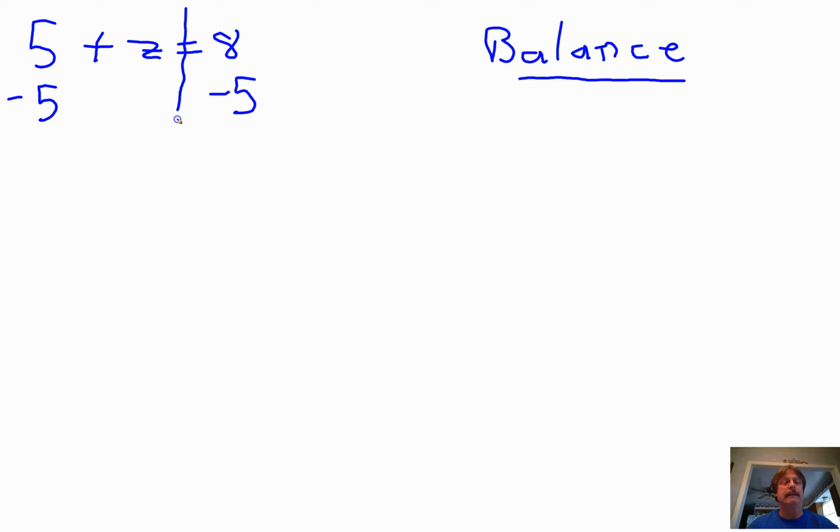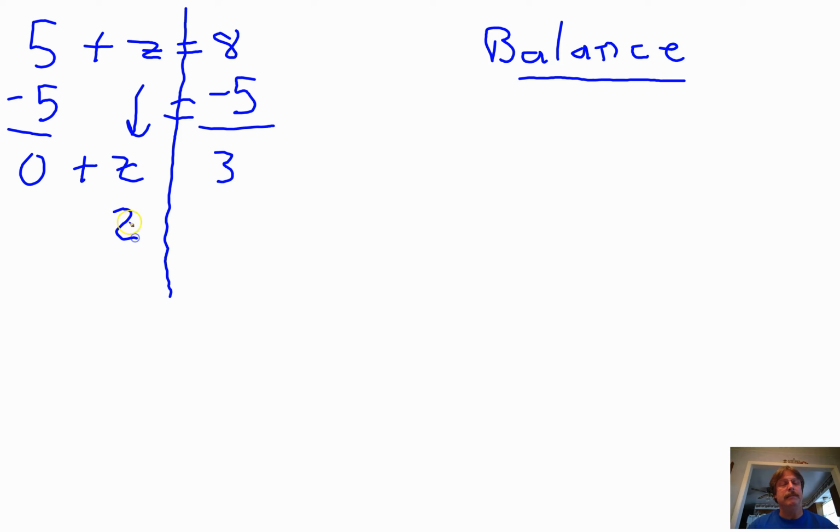A technique that I find helpful is to draw a line. That's still my equal sign. So 5 minus 5 is 0. I bring down my z, because I haven't done anything to it. So that's going to be plus z. And then 8 minus 5 is going to be 3. Well, 0 plus z is z, because 0 plus anything will always give you that anything. And then, of course, I'm not doing anything further with the 3, so z equals 3.